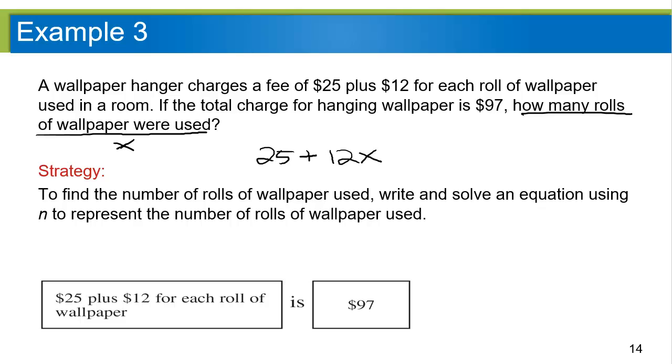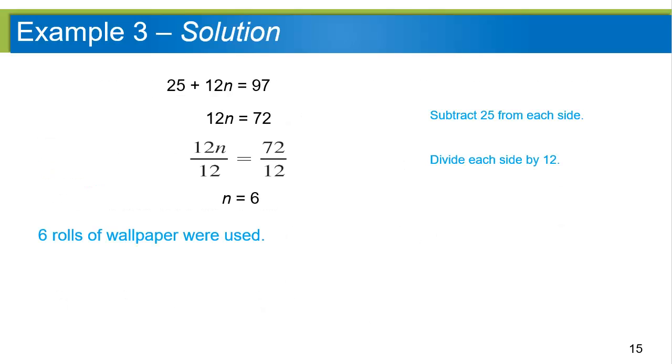Now we go back and translate. 25 plus 12 for each roll, and the roll is what we're looking for. That's our variable, and that equals $97. And this should be pretty simple, right? Subtract 25 and divide by 12. Subtract 25, divide by 12, and you can see that we used 6 rolls of wallpaper. I, of course, used n here because the book keeps using n, but it doesn't matter if you use x or n. It's all the same thing. All right, that's all we have for this one.